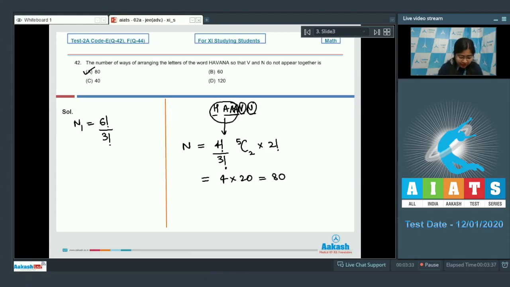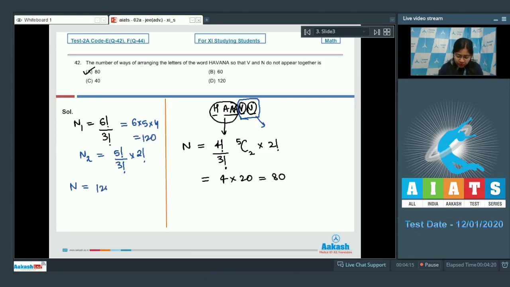If V and N appear together, let us assume it as one entity. So now we have in total 5 letters, right? So these 5 can be arranged in 5 factorial divided by 3 factorial ways, because 3 of them are alike, right? Also V and N can arrange among themselves in 2 factorial ways, right? So the required number of ways N is equal to, N1 is 6 into 5 into 4. That is 20 into 6, that is 120.